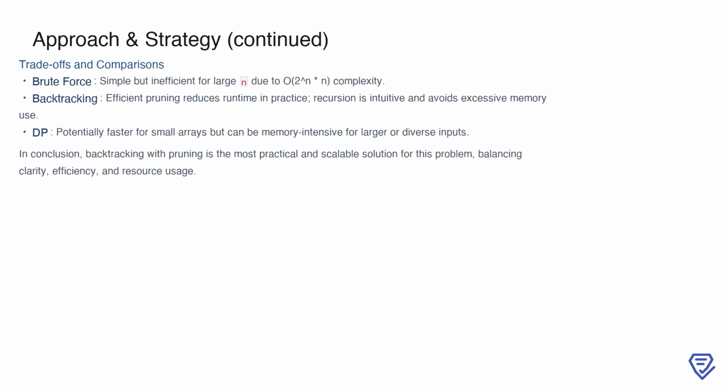In weighing the pros and cons of these strategies, we find that the brute force approach, while straightforward and easy to implement, is highly inefficient due to its 2 to the power of n times n time complexity, making it unsuitable for larger inputs. The dynamic programming approach is insightful and can perform well for small arrays, but it struggles with memory usage when the array has a large number of unique OR values.